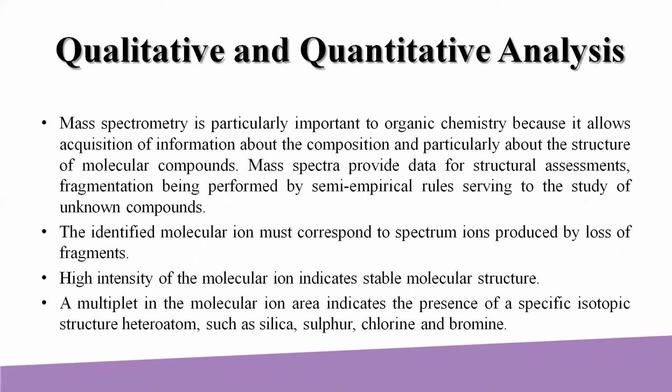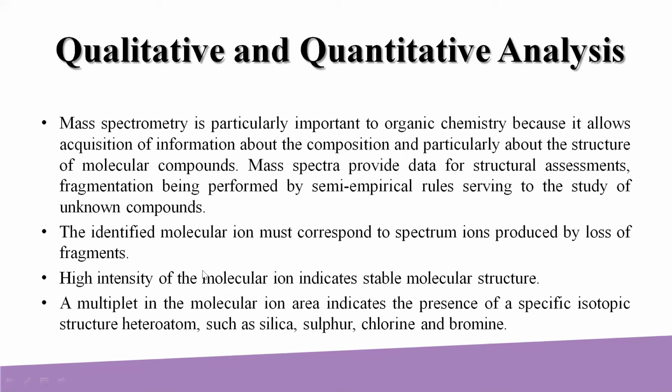Next is qualitative and quantitative analysis. Mass spectrometry is particularly important to organic chemistry because it allows acquisition of information about the composition and particularly about the structure of molecular compounds. Mass spectra provide data for structure assessment, fragmentation being performed by semi-empirical rules serving the study of unknown compounds. The identified molecular ion must correspond to spectrum ions produced by loss of fragments.